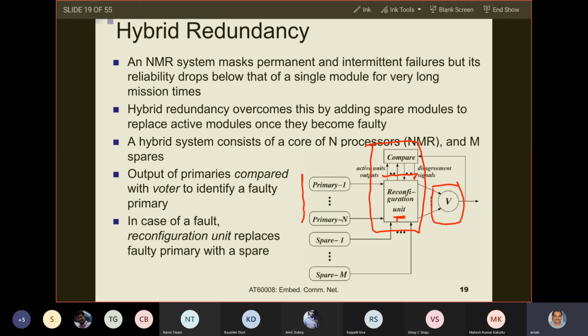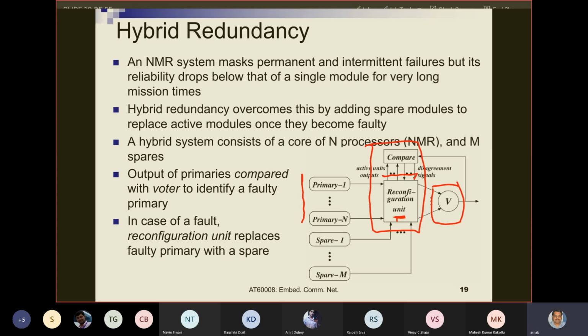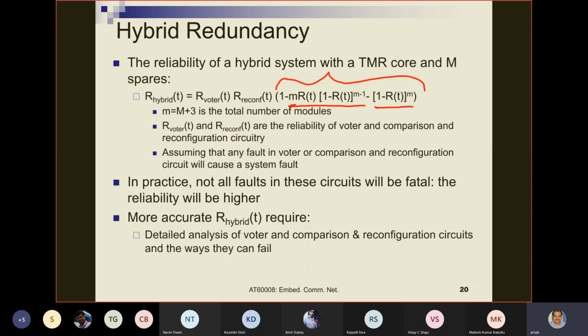and capital M spares. So for this case, if you are given this reconfiguration unit and the voter and you multiply the reliabilities of them, then this whole thing can be looked at as small m components, where small m equals capital M plus 3.